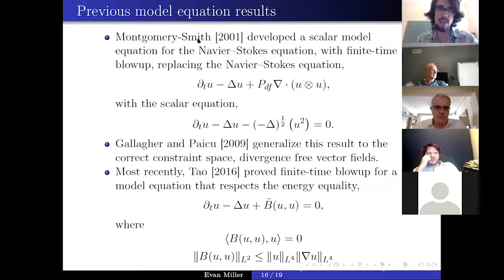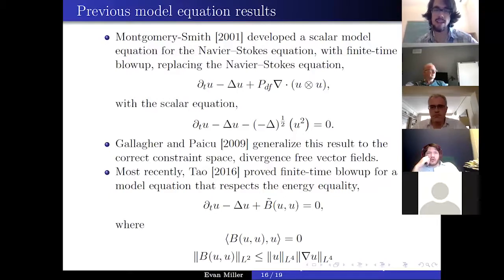And then finally, most recently in 2016, Tao proved blowup for a model equation that respects the energy inequality. So this B tilde is a replacement of the projection of the divergence of U tensor U, so the projection of U dot grad U, that has a number of properties. Its L2 norm is controlled by the L4 norm of U and the L4 norm of grad U, which is the same as for the Navier-Stokes equation. And it's orthogonal to U, which is what gets you the energy equality. This operator B tilde is very hard to describe, but it's a Fourier averaged version of the actual Navier-Stokes operator.